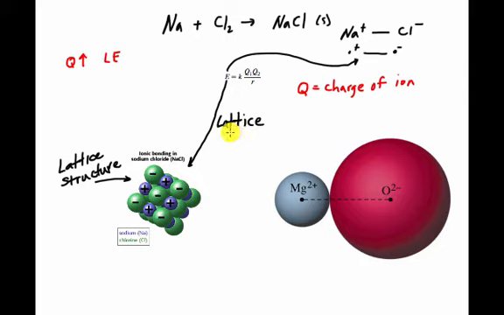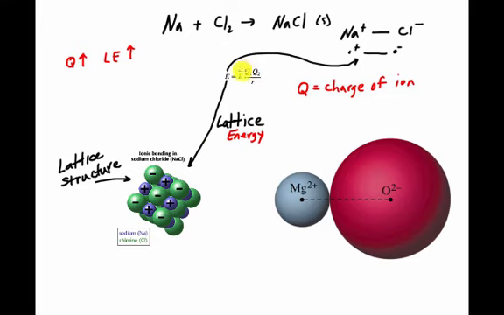Now, I probably should have said that. This would be lattice energy here. Okay, our lattice energy goes up. So if we're comparing sodium chloride to magnesium oxide, we can easily say that magnesium oxide is going to have a higher charge, so therefore it's going to attract more and create a stronger or higher lattice energy. Okay, so that's the first part.